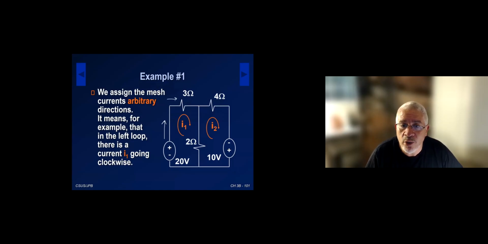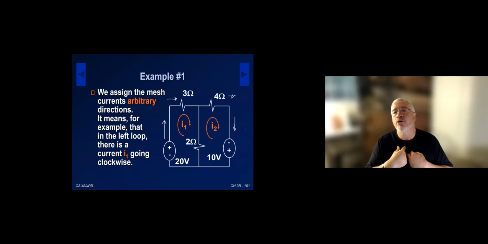Also on the 3 ohm, the current I1 is going to the right. Similarly, for the 4 ohm, the current I2 is going this way. That's I2, and I2 is going down to the 10-volt source as well. So that's what that means when we assign those mesh currents.